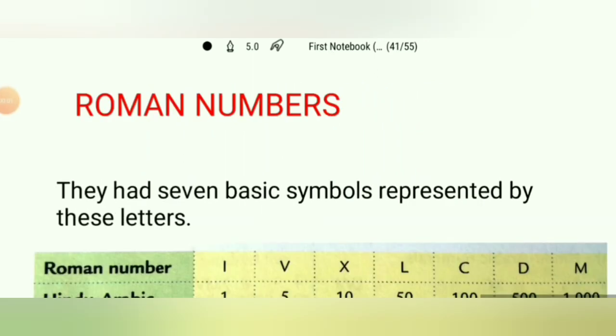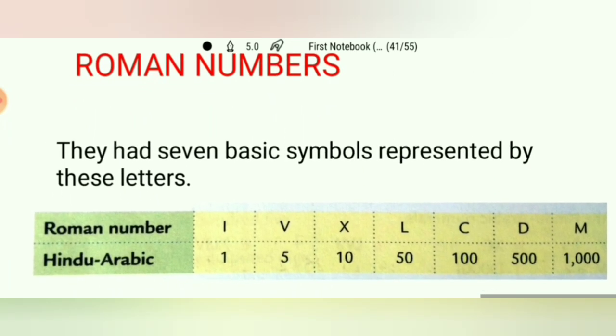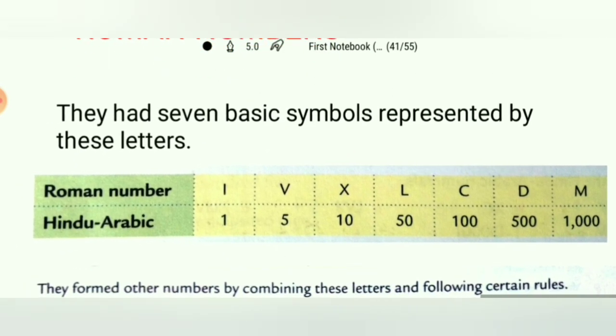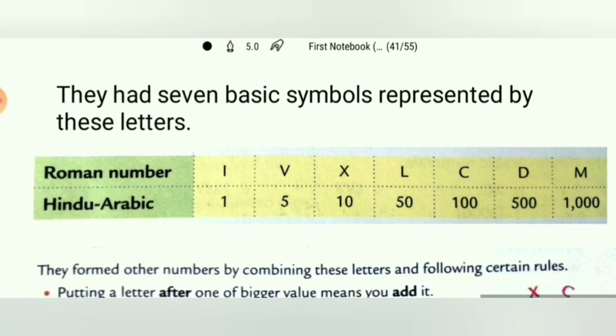Now, the next topic is Roman numbers. In this one, 7 basic symbols are represented by these letters. In Roman numerals, I means 1 in Hindu-Arabic. 5 is V. 10 is X. 50 is L. 100 is C. And 500 is D. And 1000 is M.